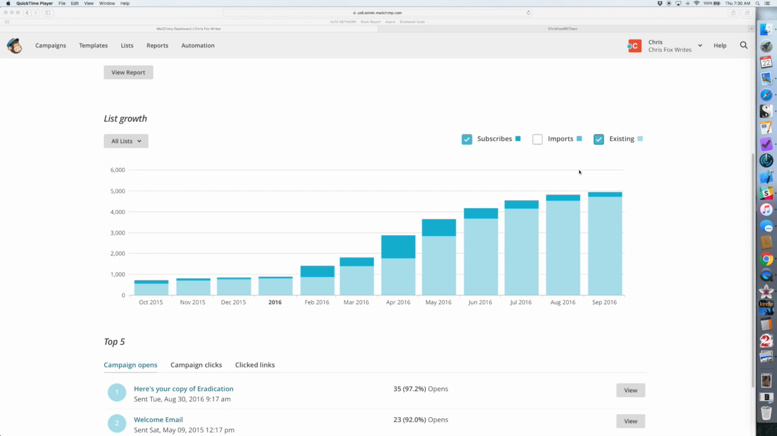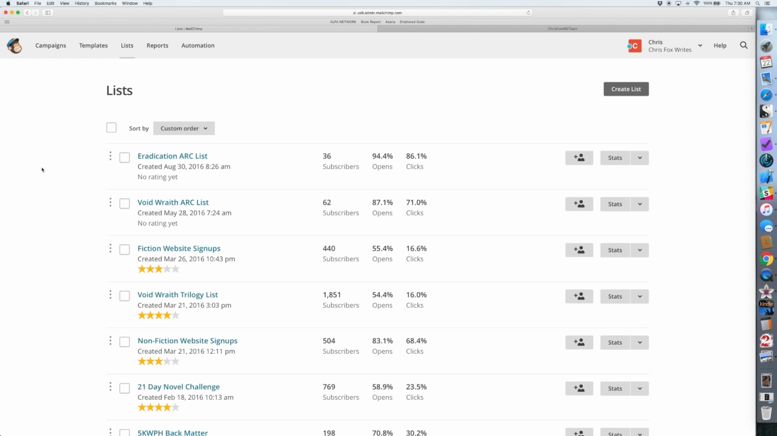When we talk about effective reader magnets, you really can ramp up the number of people that you're adding to your lists. And it's important to realize that these are not one generic pool of people. I don't send out an email to 5,000 people. I, in fact, have quite a few lists. We're looking at some of them here, not all of them. The eradication ARC list and the void wraith ARC list are going to go away once their purpose is served. So I'm constantly creating and removing lists as needed and shuffling people around. The bulk of the rest of the lists, though, are more permanent.